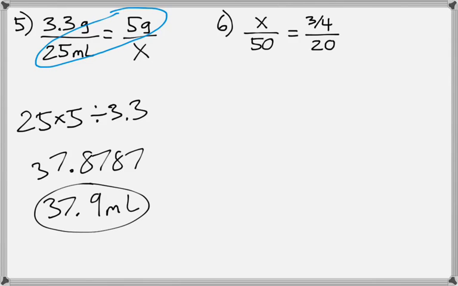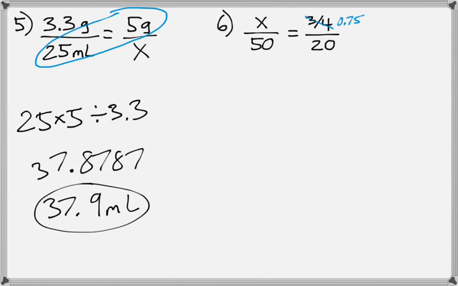For number 6, we see that we have a fraction inside of the proportion, so I want to change that to a decimal. So if you take 3 divided by 4, you get 0.75. So 3/4 is the same as 0.75. And I'm ready to solve the proportion.